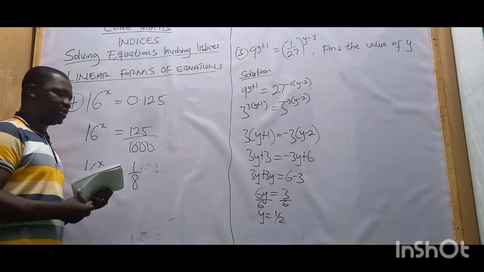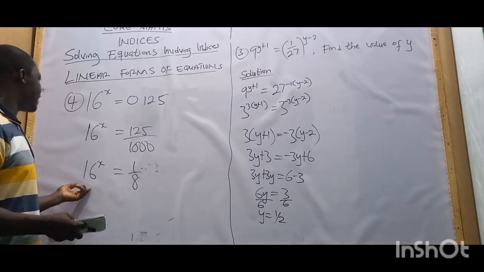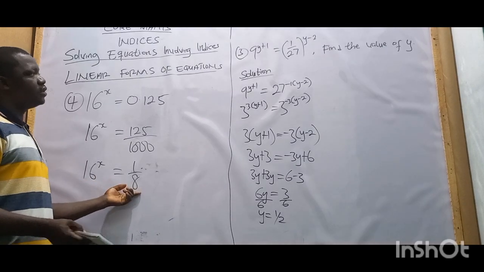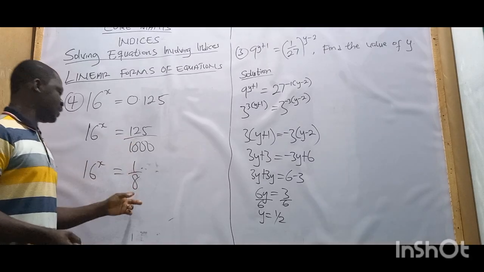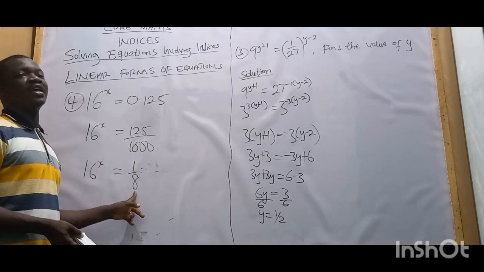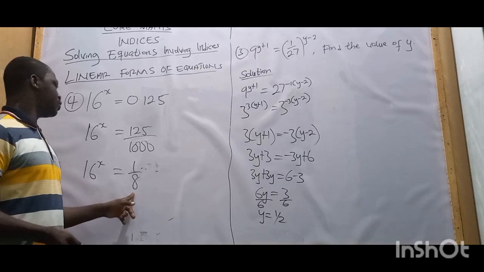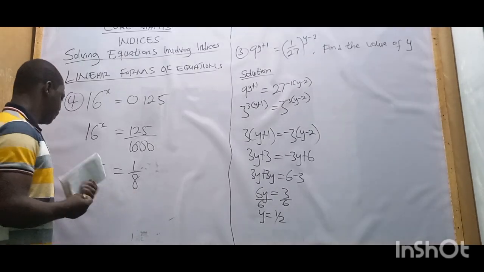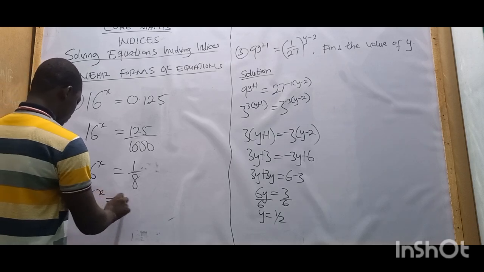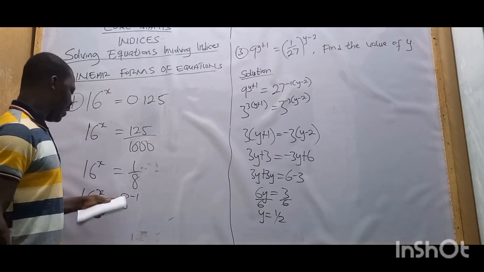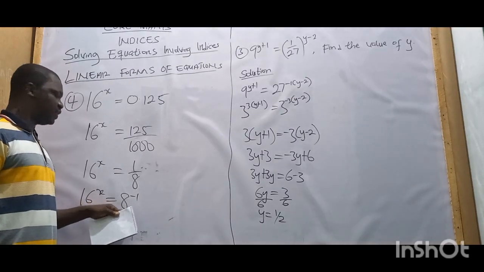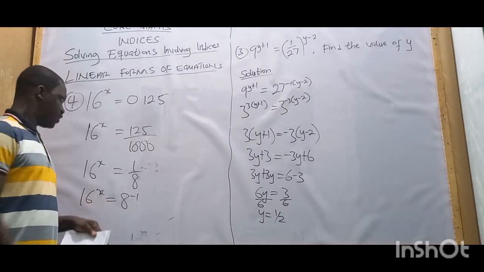So here I'll get 16 exponent x equal to what? 1 over 8. So as I said, anytime you see this thing involving fraction, it's a negative index form. So you have to convert it to what? To negative index. So now I have 16 exponent x equal to what? 8 exponent negative 1. Okay, so let me continue.